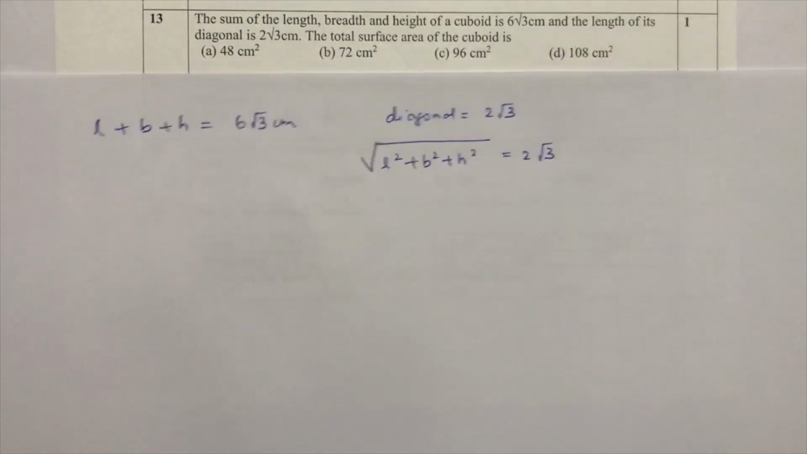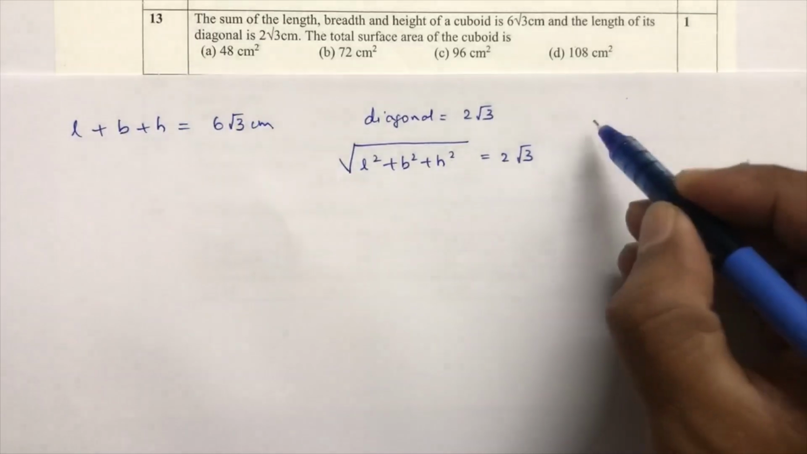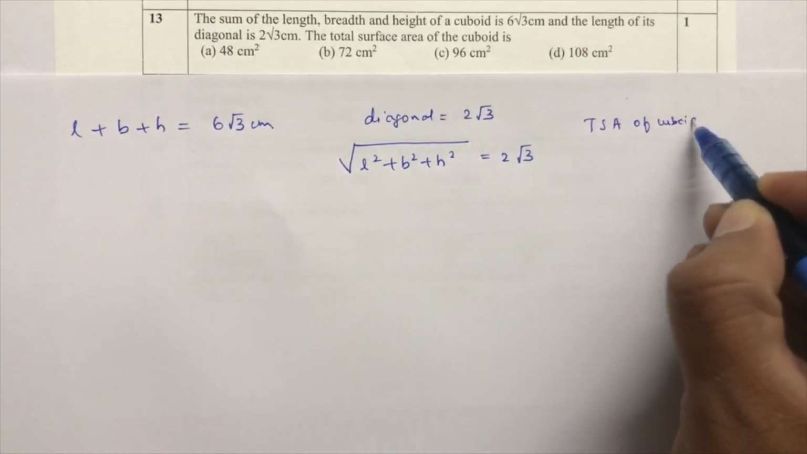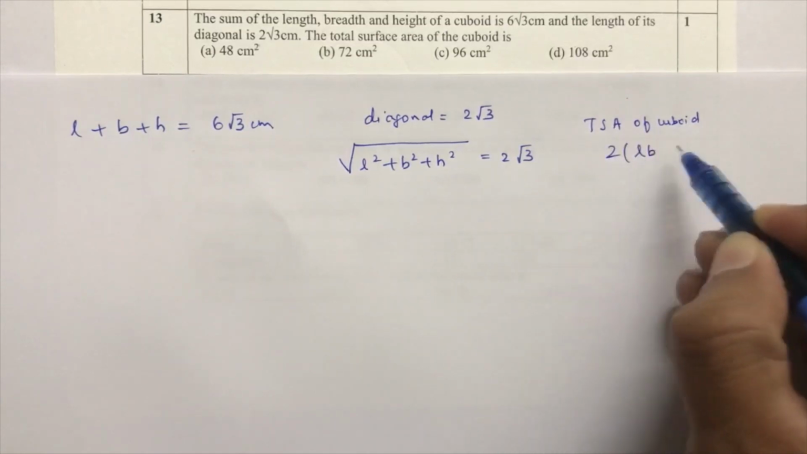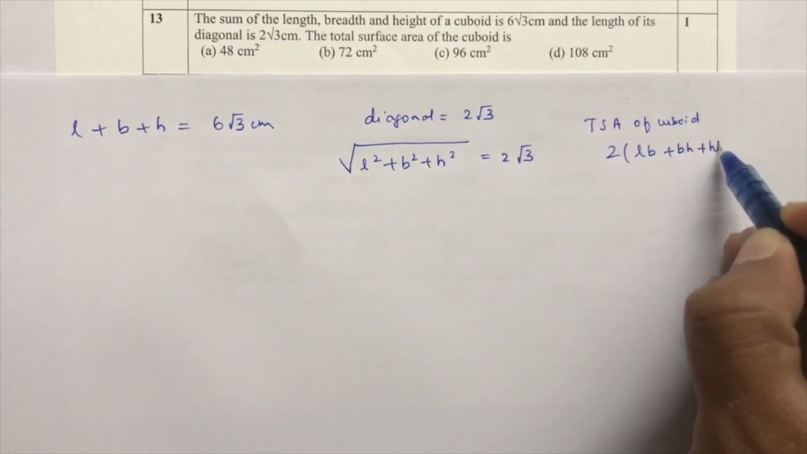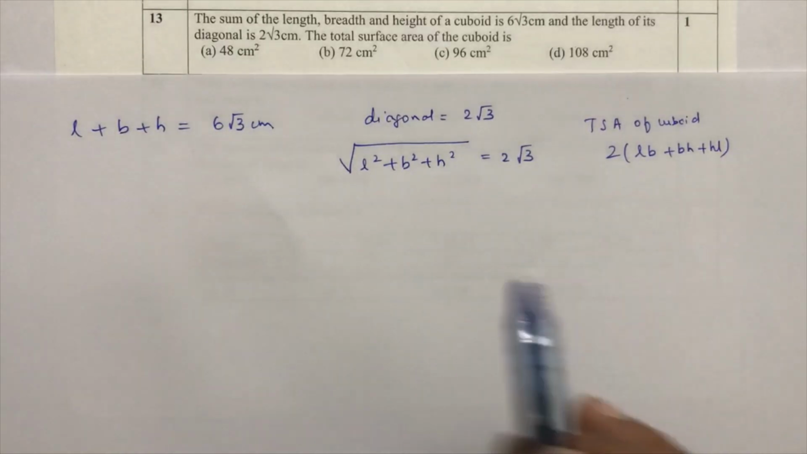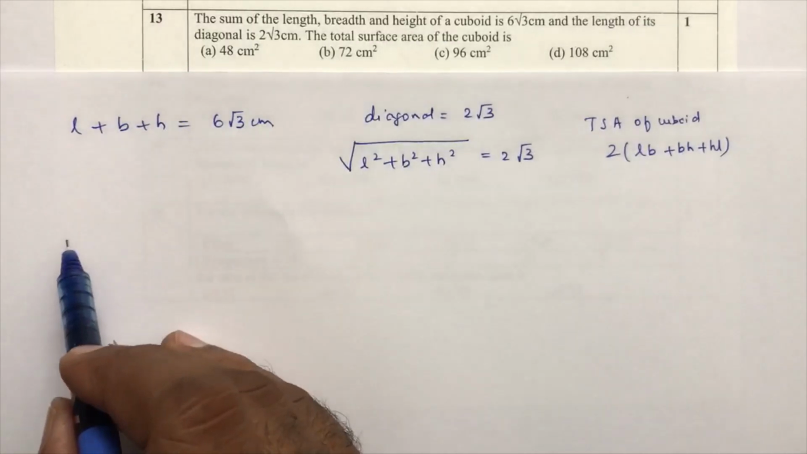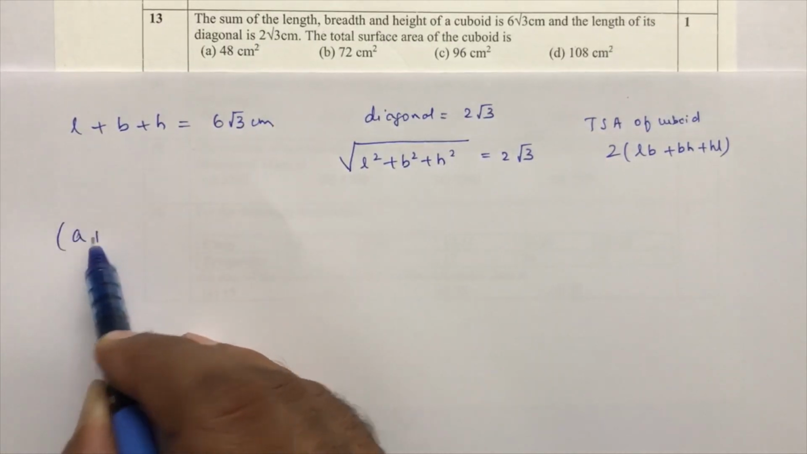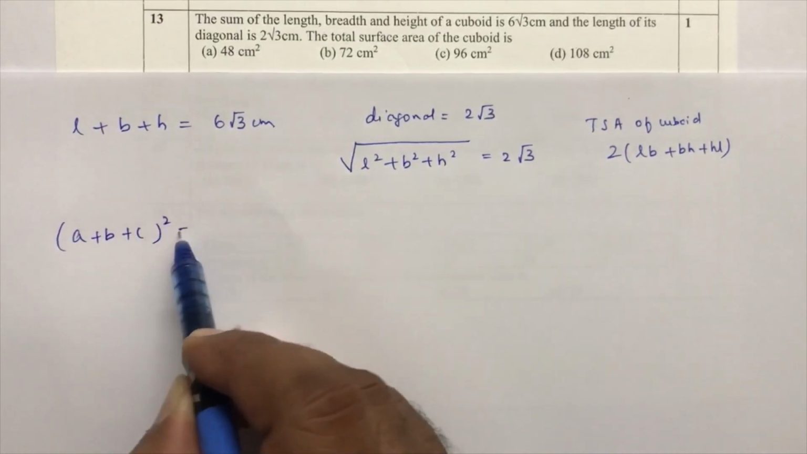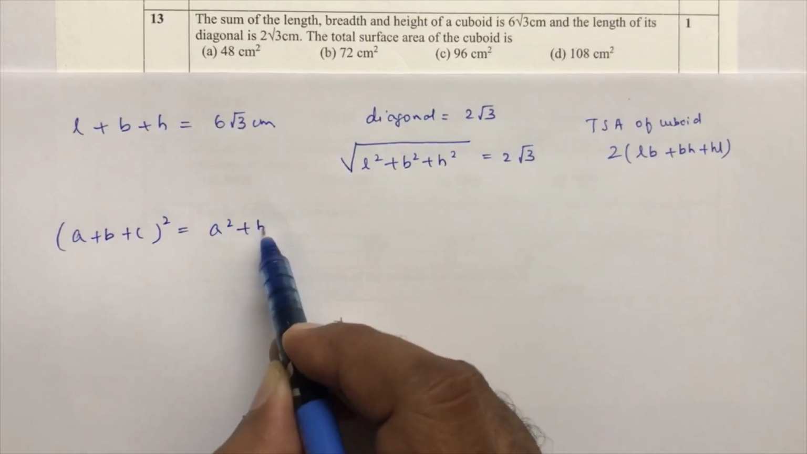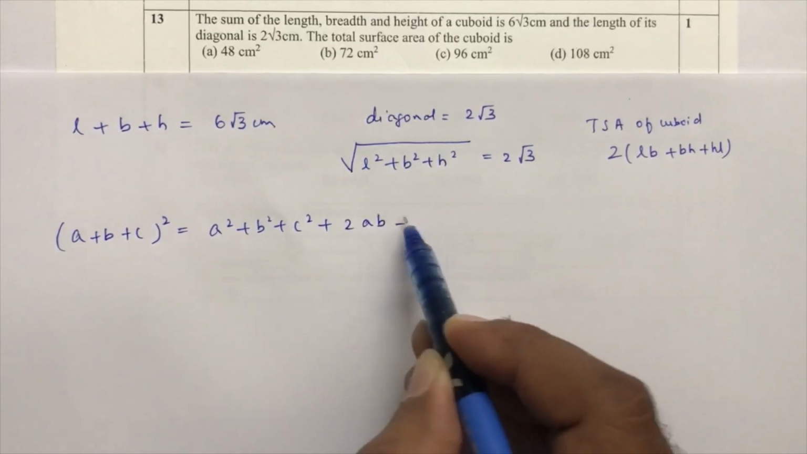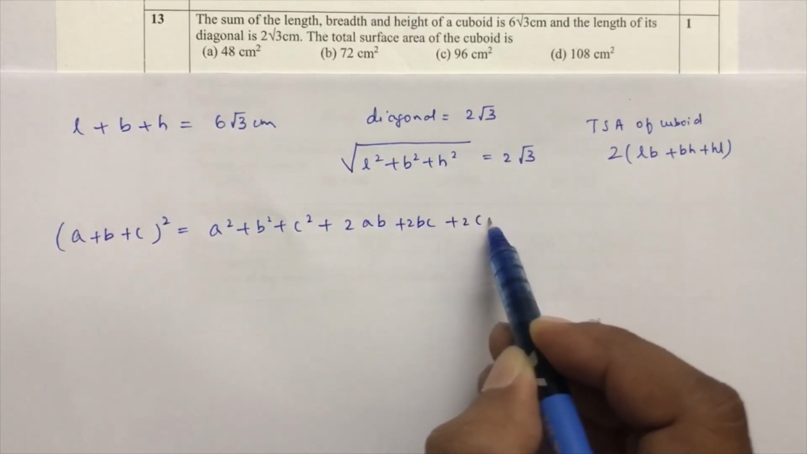For that, the formula for the total surface area of a cuboid is 2 into LB plus BH plus HL. This problem is completely based on a 9th class identity, a simple formula: A plus B plus C whole square is A square plus B square plus C square plus 2AB plus 2BC plus 2CA.